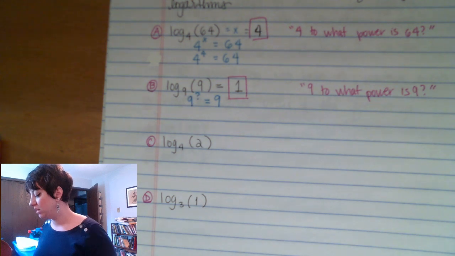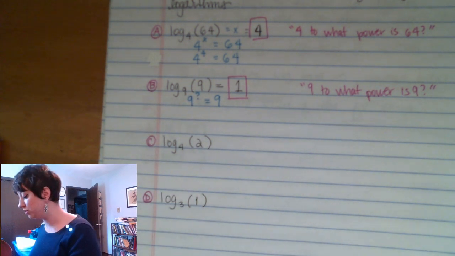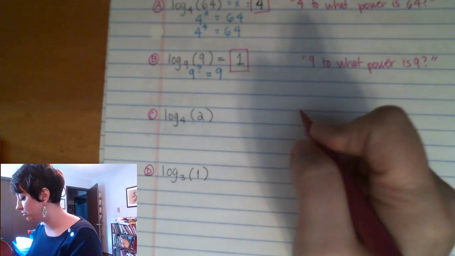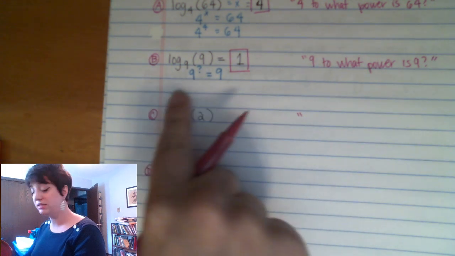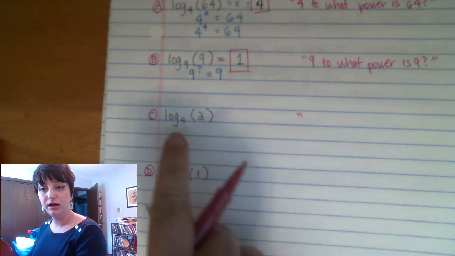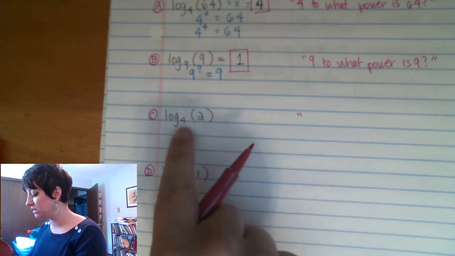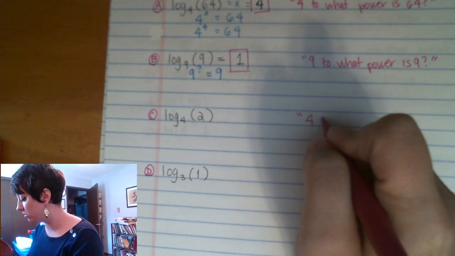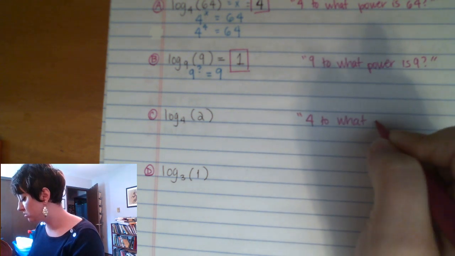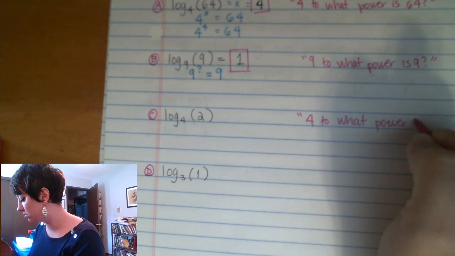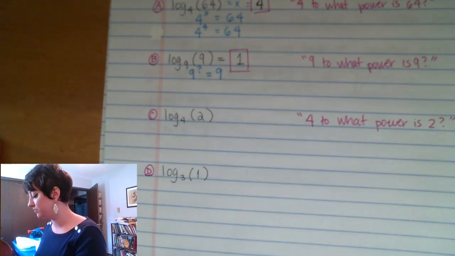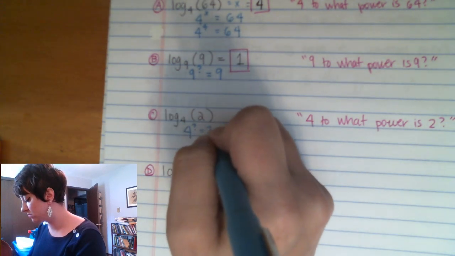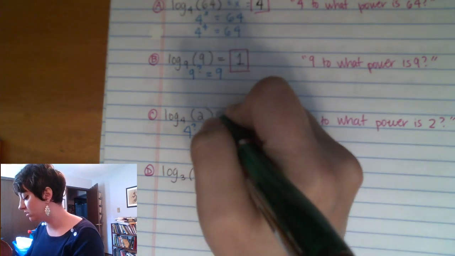All right. Here's log base 4 of 2. So this number, whatever it is, is the power I need to raise 4 to in order to get 2. So 4 to what power is 2? This one's kind of hard. Four to what power is 2?